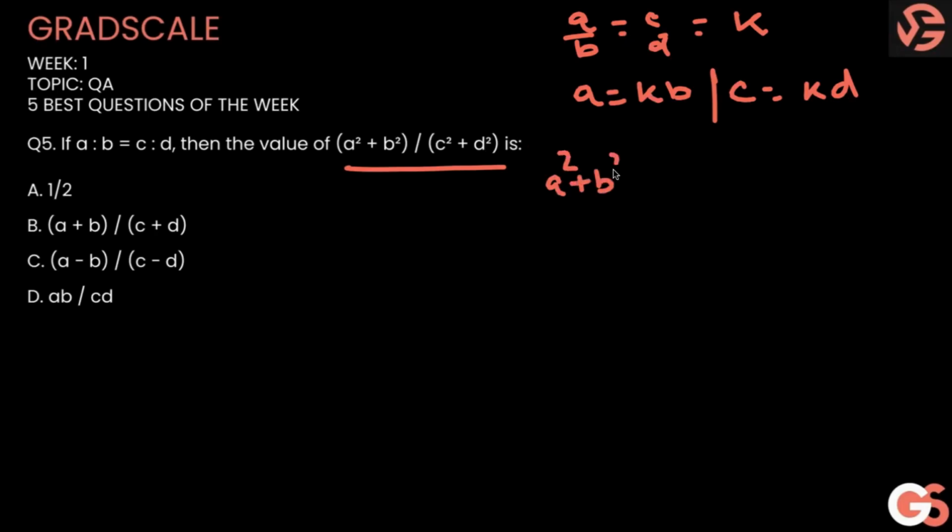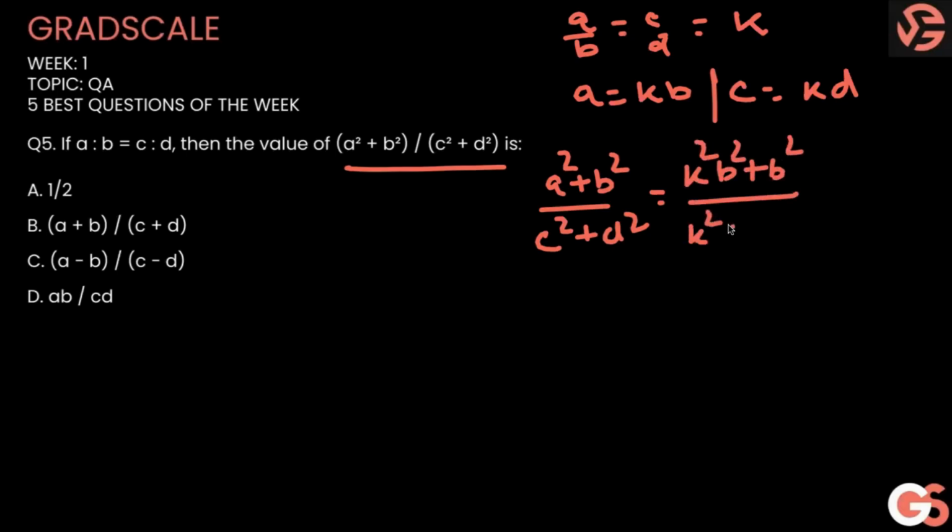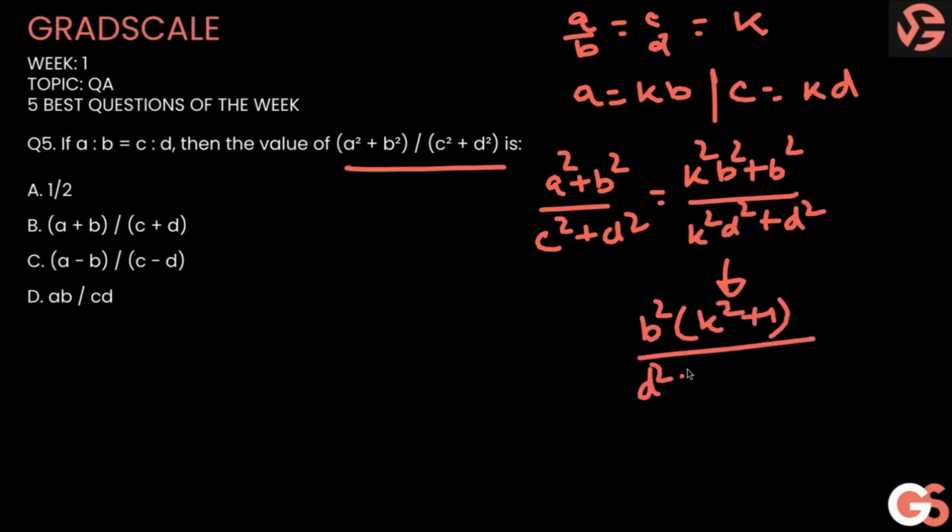That is, let us first write down the equation: A square plus B square by C square plus D square, which is equal to k square B square plus B square by k square D square plus D square. Let's take B square common here, comes up to be k square plus 1, and D square common here, which comes up to be k square plus 1 as well. These two get cancelled. So B by D whole square is the simplified version of this equation.